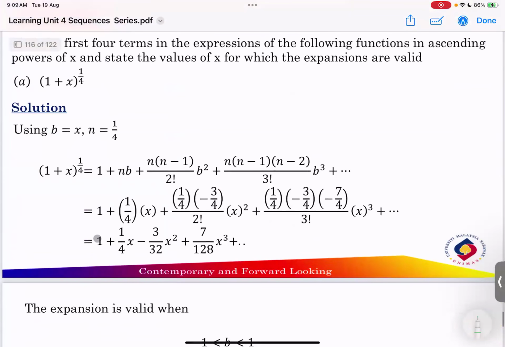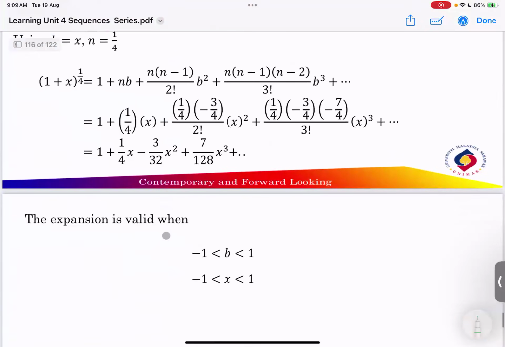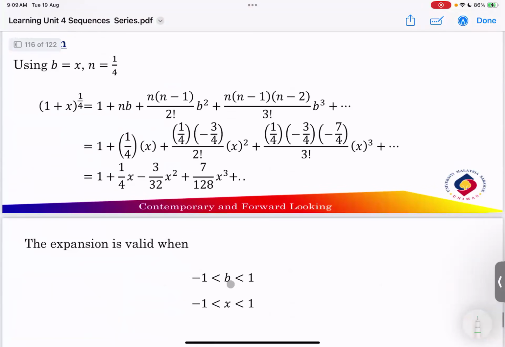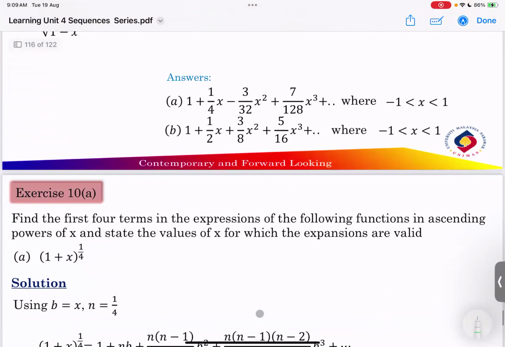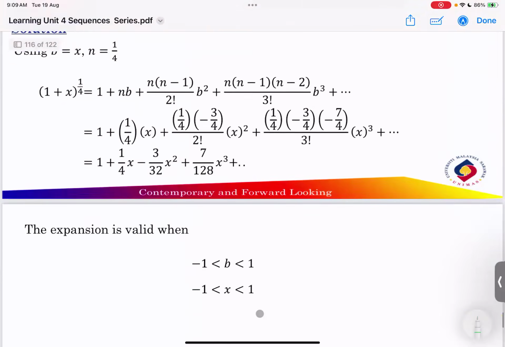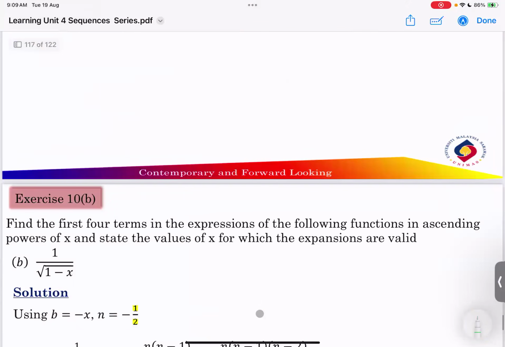So for the first one, b is x, n is equal to 1 over 4. Put into the formula, you get this answer. And then the expansion, as b is equal to x, so negative 1 and 1. So you will write your answer in this format. You get this and then you get this. Okay. Let's continue to move on to the next question.